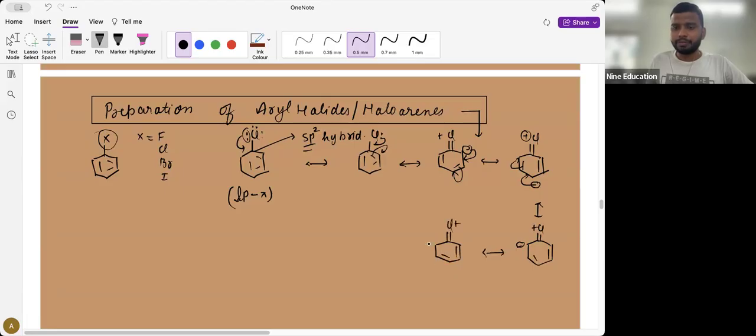And the last one will be this negative will come here and the double bond will jump on chlorine, to make us the benzene ring with electrons changed.